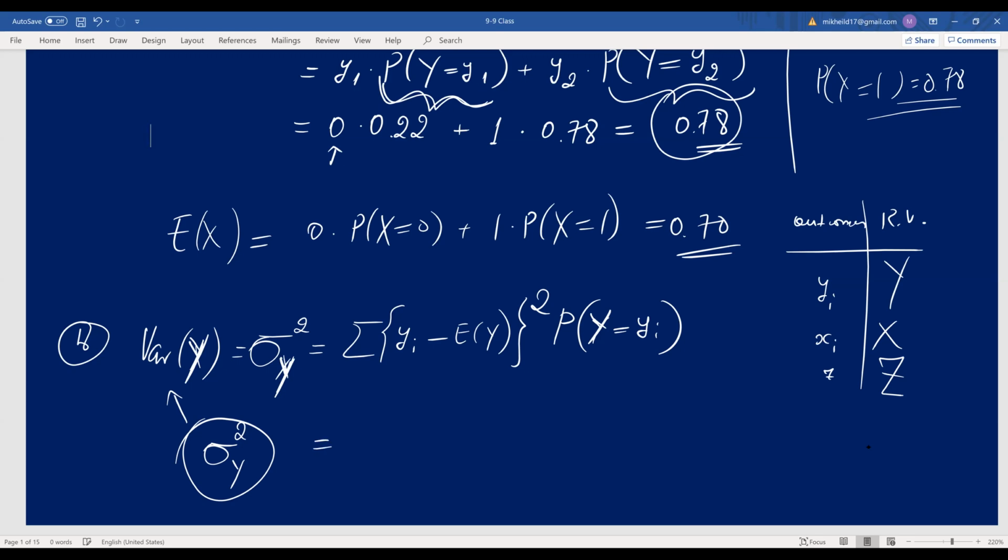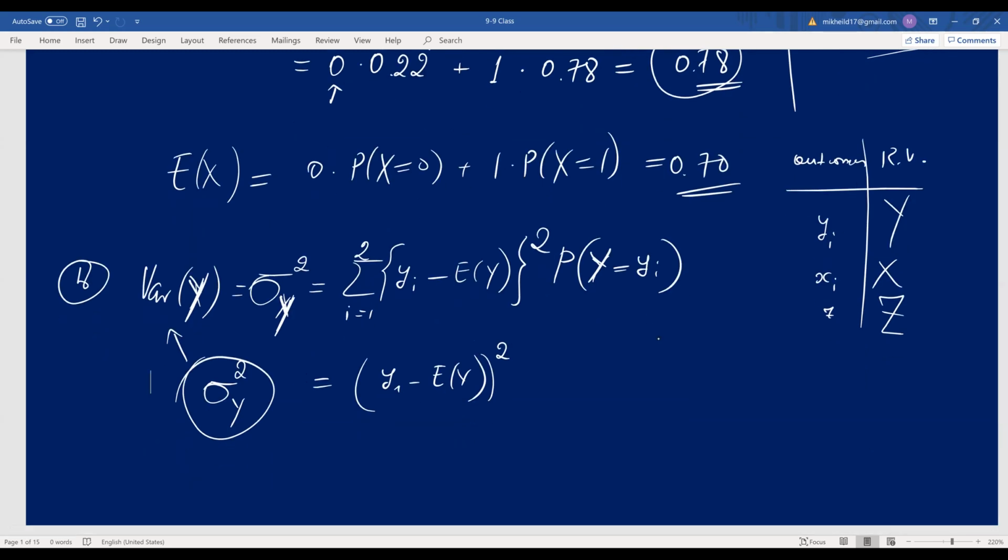So this will be y1 minus the expectation of y. Little circle over there. Where's the circle, guys? So let me write: variance of y equals sigma squared of y equals the summation, i changes from 1 to 2, of yi minus expectation of y, squared, times the probability that y equals yi. Probability that y equals y1, and then plus y2 minus expectation of y squared times probability that y equals y2.